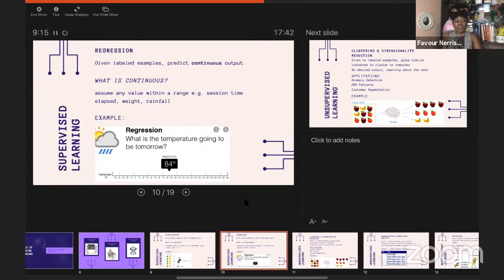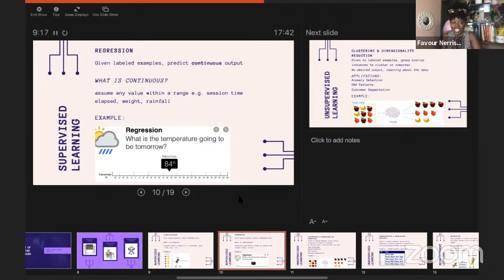The next example of supervised learning, regression, is that you're similarly given labeled examples like yes or no, good, bad, etc. But it's actually continuous. So take back the good or bad, yes or no. Basically, what this means is that you assume any value within a range. So for example, the amount of time elapsed so far that I've been speaking is 9 minutes and 38 seconds, or the weight of something or someone, or rainfall in inches or centimeters.